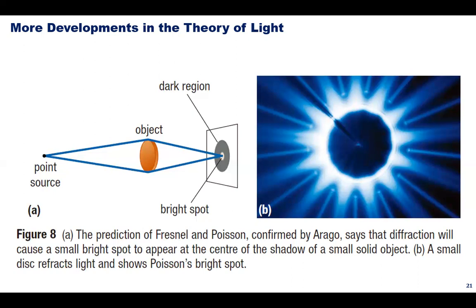Here in figure 8a, that shows a prediction of Fresnel and Poisson, confirmed by Arago, says that the diffraction will cause a small bright spot to appear at the center of the shadow of a small solid object. And figure 8b shows a small disk diffracts light and shows Poisson's bright spot.